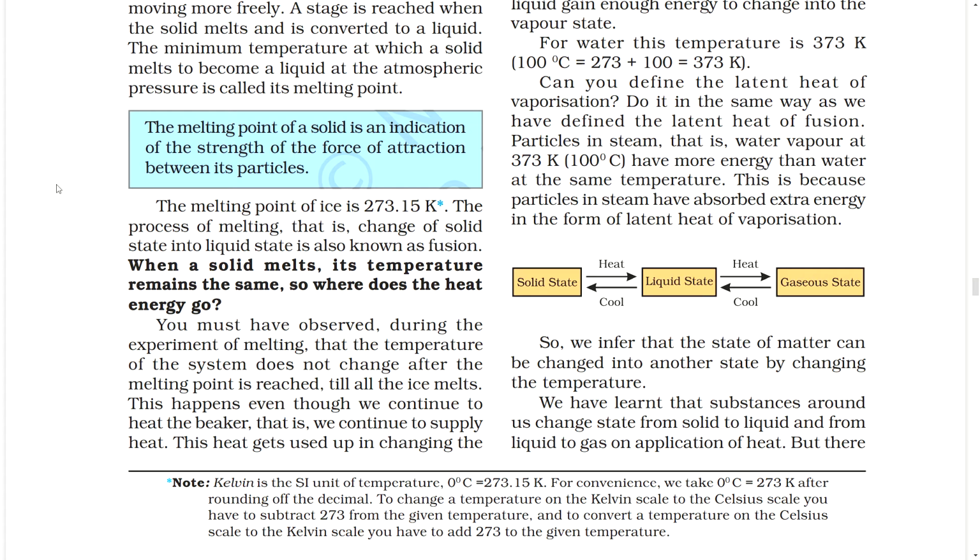Note, Kelvin is the SI unit of temperature. 0 degrees C is equal to 273.15 K. For convenience, we take 0 degrees C equal to 273 K after rounding off the decimal. To change the temperature on the Kelvin scale to the Celsius scale, you have to subtract 273 from the given temperature, and to convert the temperature on the Celsius scale to the Kelvin scale, you have to add 273 to the given temperature.